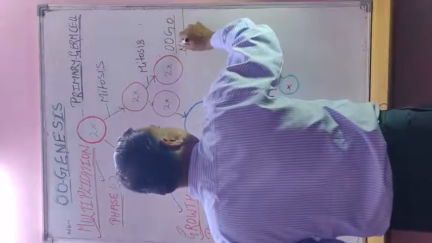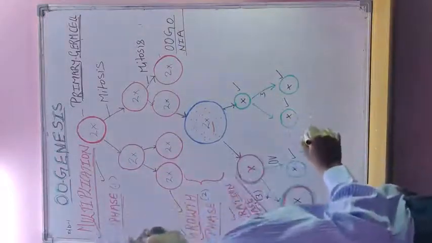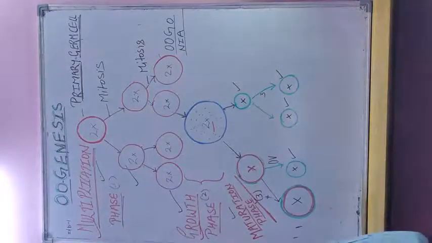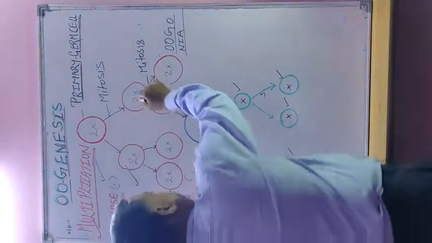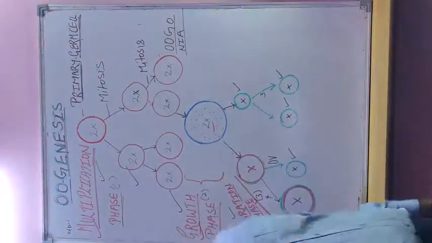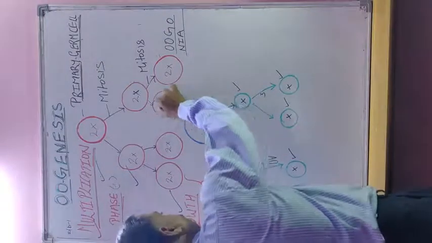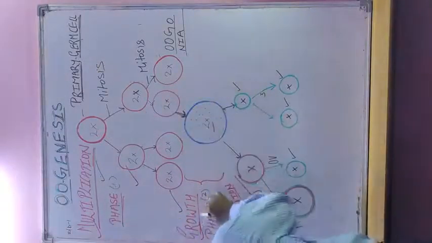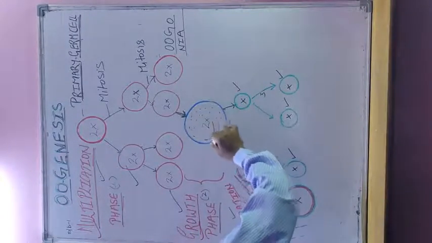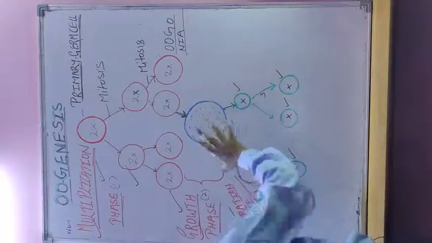Oogonia is plural and oogonium is singular. So oogonia end the multiplication phase by mitosis. There is no change in the number of chromosomes, 2x, 2x. Now the second phase, student, as usual, is the growth phase. Let us see what happens in one oogonium. Because it is the growth phase, the cell will grow in size. Again, there is no change in the number of chromosomes, only the cell grows in size.